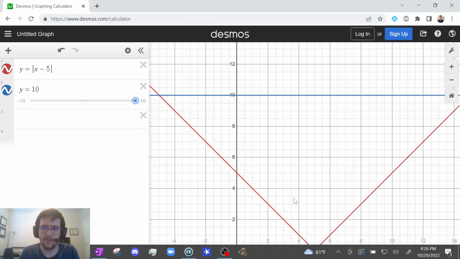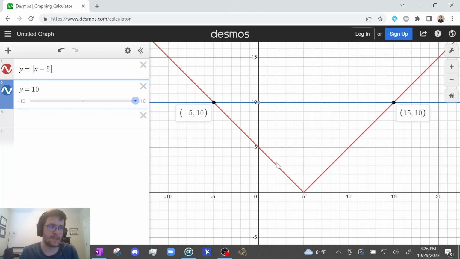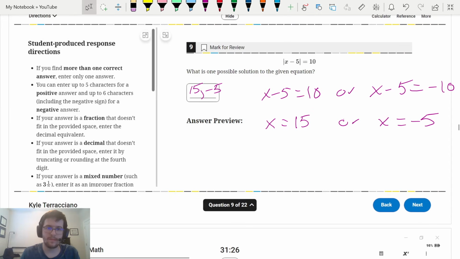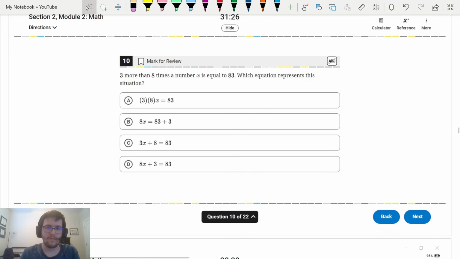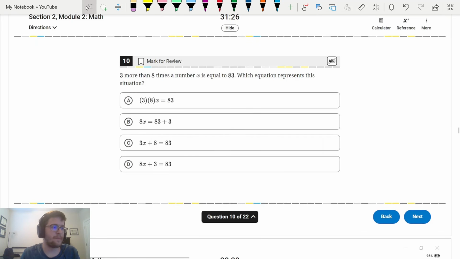And then we can zoom out, and we see that the left solution is negative 5, and the right solution is 15. So that's another way you could have done it if you didn't want to do the work. Any equation you can solve by doing y equals left number, y equals right number. Okay, great. 15 or negative 5. You don't have to put both of them, just put one.